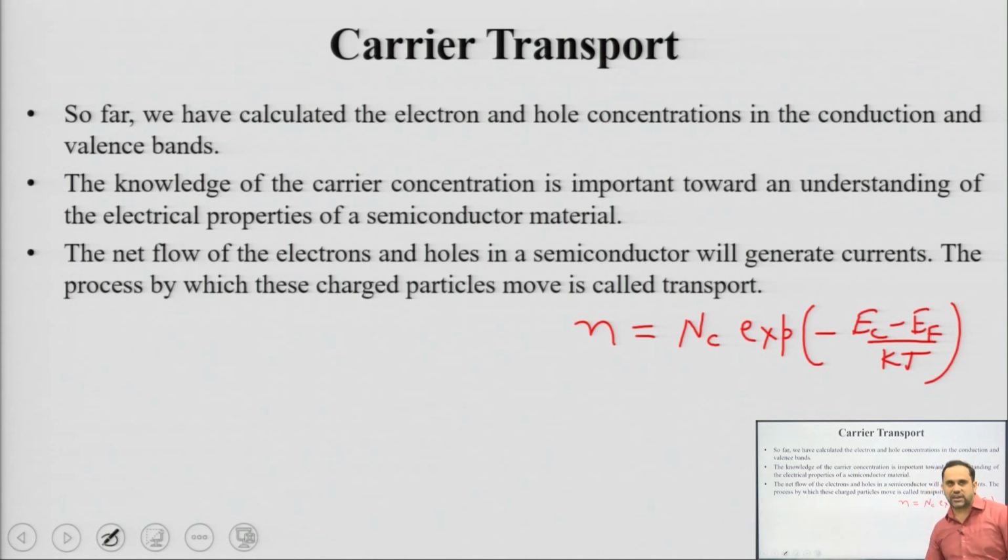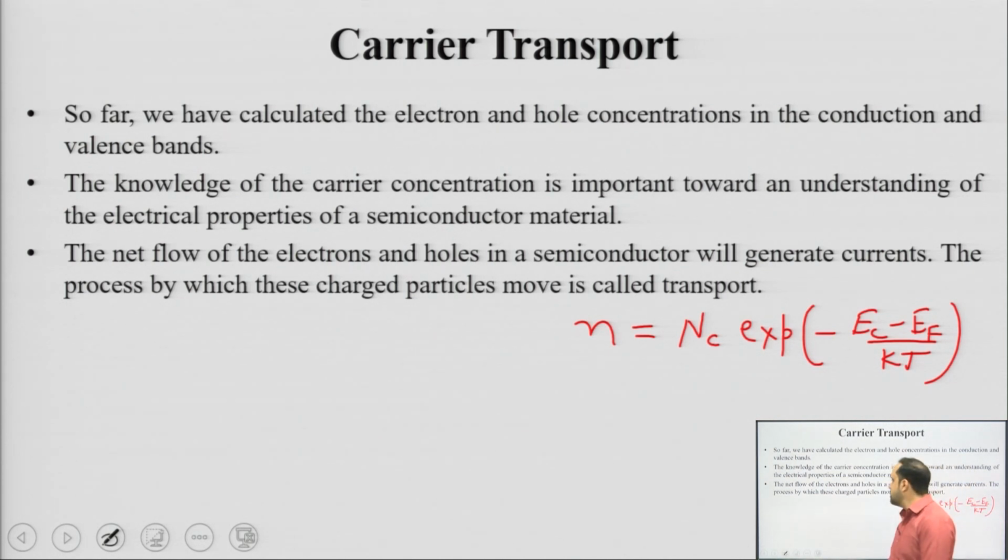Nc, which is the effective density of states in the conduction band, exponential minus (EC minus EF) by kT. EC is your start of conduction band, EF is the Fermi energy level, K is Boltzmann constant and T is temperature. Okay. So, these are the number of electrons per unit volume available inside the conduction band. Now, these are the electrons which will contribute to current.